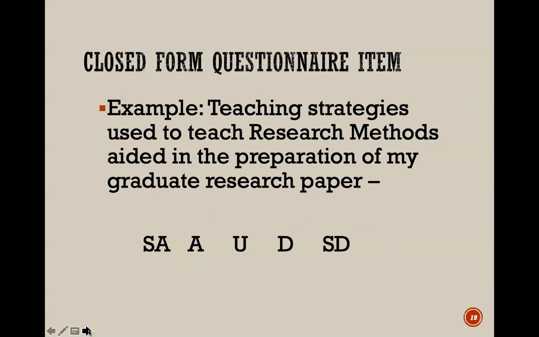A closed form is the one that we are the most familiar with. This one says, the strategies used to teach research methods aided in the preparation of my graduate research paper. I strongly agree, I agree, I'm undecided, disagree, or strongly disagree. One caveat is to always make sure that when you use this scale, you use it the same way, because a lot of people who take surveys and questionnaires get used to it being written this way, and if you flip it, sometimes you can get erroneous data.